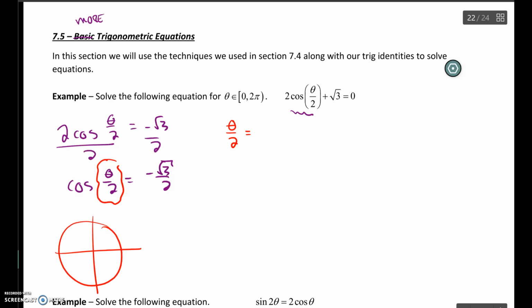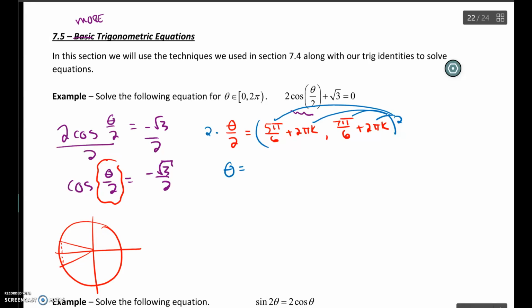So unit circle, cosine is the x-coordinate, negative square root of 3 over 2 is going to give us those two spots there. So that is 5 pi 6 plus 2 pi k, and 7 pi 6 plus 2 pi k. However, this is not the angle I want to solve for, so let's double everything. Got to distribute this into the period and everything. So theta equals 5 pi thirds plus 4 pi k, and 7 pi thirds plus 4 pi k.